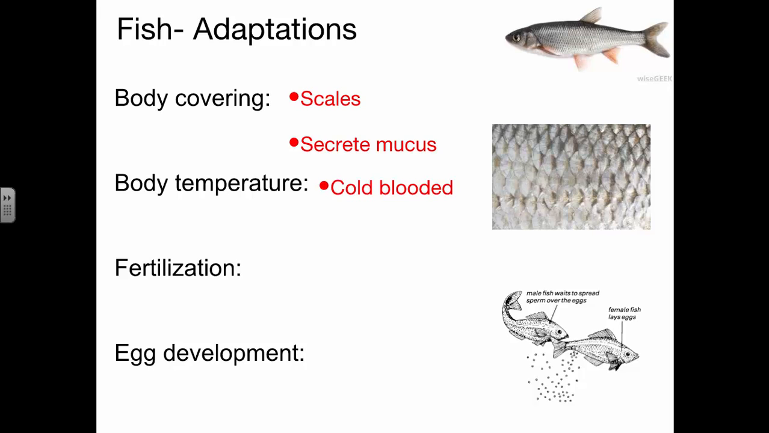We're going to talk about, for each type of vertebrate, their body temperature. Different types of vertebrates have different adaptations in terms of their body temperature. Fish are what we call cold-blooded, sometimes called ectothermic.